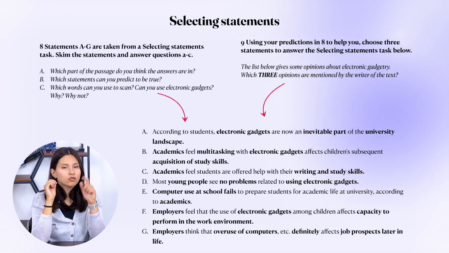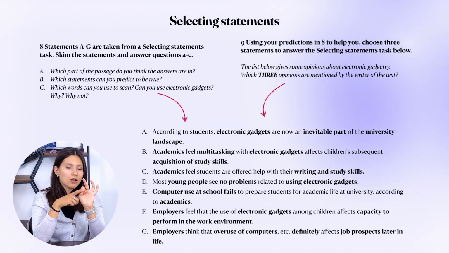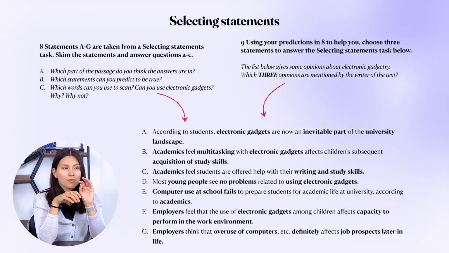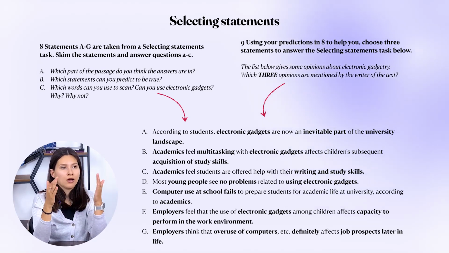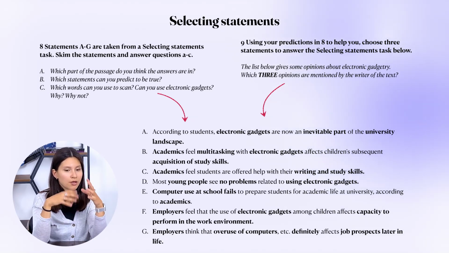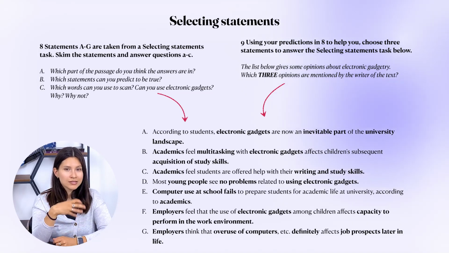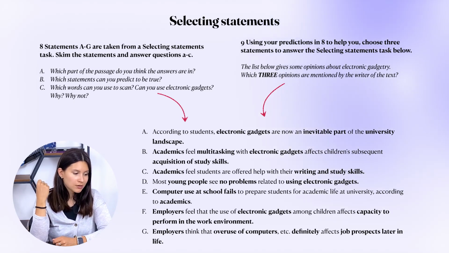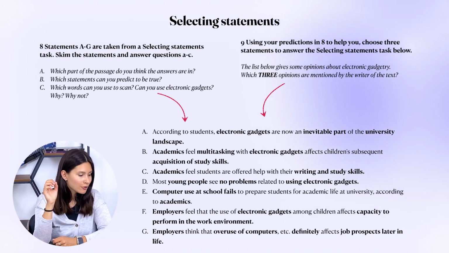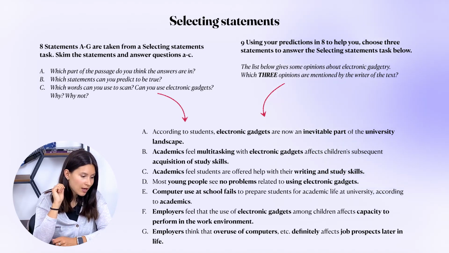That's why you should remember that we have identified the 3 groups of people having different views: students themselves, academics, and employers. Probably there will be one correct answer taken from each group. Okay, so if you have skimmed the passage, you might have a rough idea of what, for example, academics think about electronic gadgetry, right? And they do possess this kind of opinion, which is quite negative, right? That's why option B seems like the best one out of the 3 given, B, C, and E.